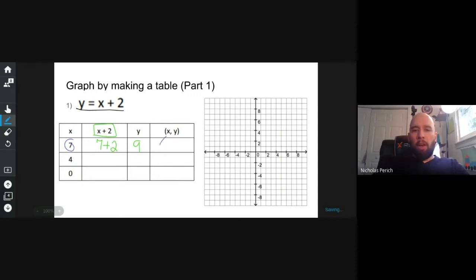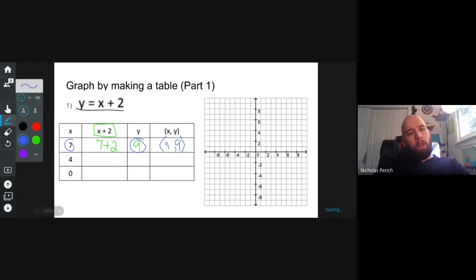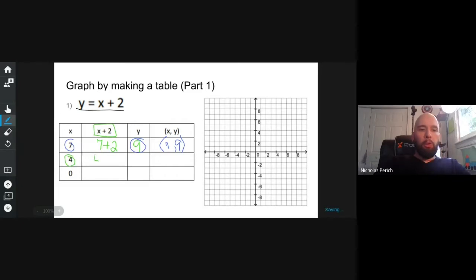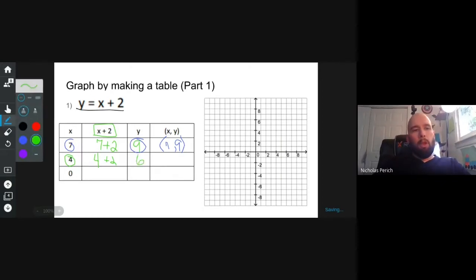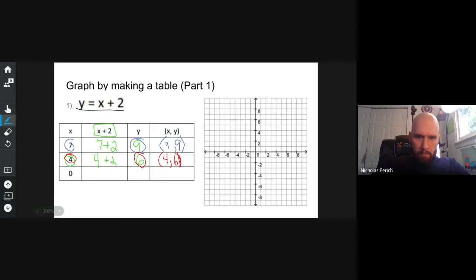So in the end here, the x value that I had was 7, so I write out the point 7, and the y value that I had here was 9, so I get 9. Let's do it again. X plus 2, how about 4 plus 2? What's 4 plus 2 equal? 6. So what point do I have? 4, 6. So my point is 4, 6.